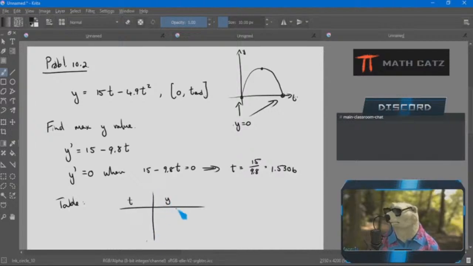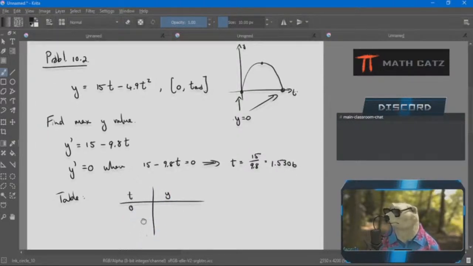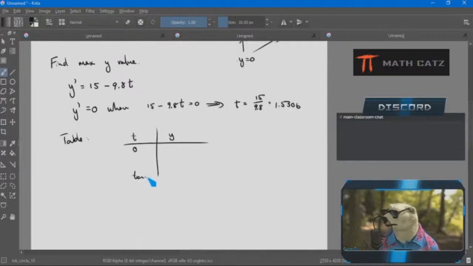My t values and my corresponding y value. I have my endpoint 0, and I'm not exactly sure when it falls yet, but there is another endpoint, and I think we're calculating it later. And then I have this 1.5306. Now I know at the endpoints my y value, my height is 0.